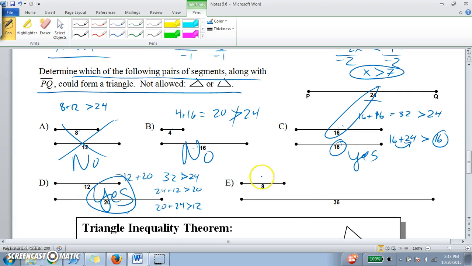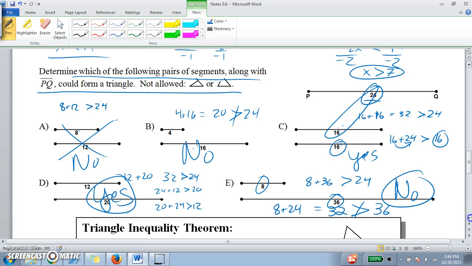So this is yes. Here, if I add 8 and 36, that is going to be bigger than 24, since 36 is already bigger than 24. But if I add 8 plus 24, that only equals 32, which is not greater than 36. So since these two sides added together would not be more than this side, this would not make a triangle.